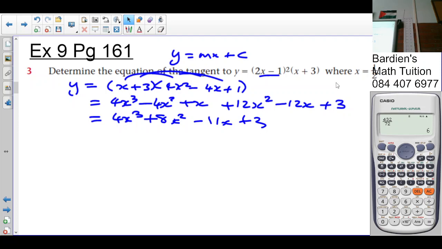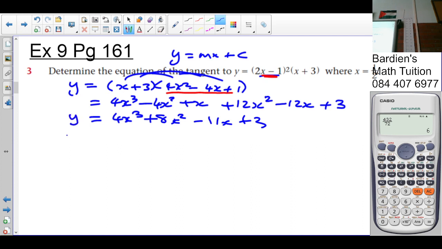So I'm multiplying it out here so that I can apply my derivative to the function. So we took the binomial squared and I squared it out, I got that. And now I'm multiplying x plus 3 out and I get 4x cubed plus 8x squared minus 11x plus 3. Okay. So remember, this is your function.